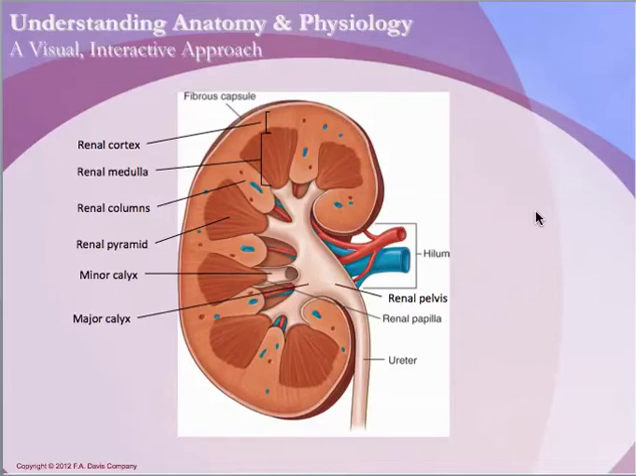Urine then drains into the calyx. We have a minor calyx, a couple of which drain into a major calyx, and then into the innermost layer or cavity of the kidney called the renal pelvis. That's really just an open cavity that gets the urine from the kidney and takes it to the ureter. So here's the hilum, and that's where everything enters and exits the kidney.